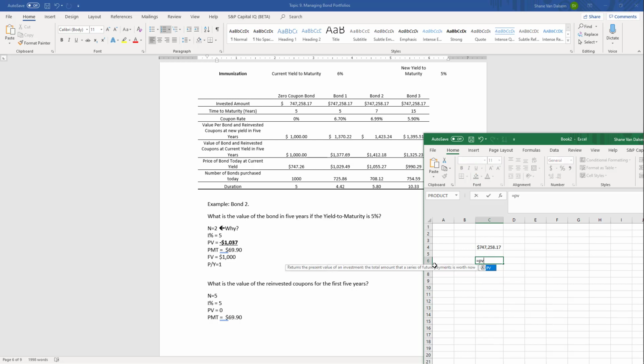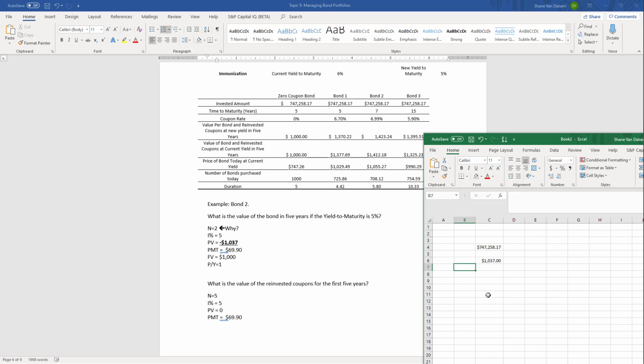I'm finding the present value with a rate of 0.05. The number of periods is 2. The payment is 69.90. The future value is 1,000, and I forgot to put that negative sign at the beginning of the function here, so I'll go ahead and put that in, and I get $1,037. So that's my answer here. So the value of that bond 5 years from now, what I can sell it for, is $1,037.